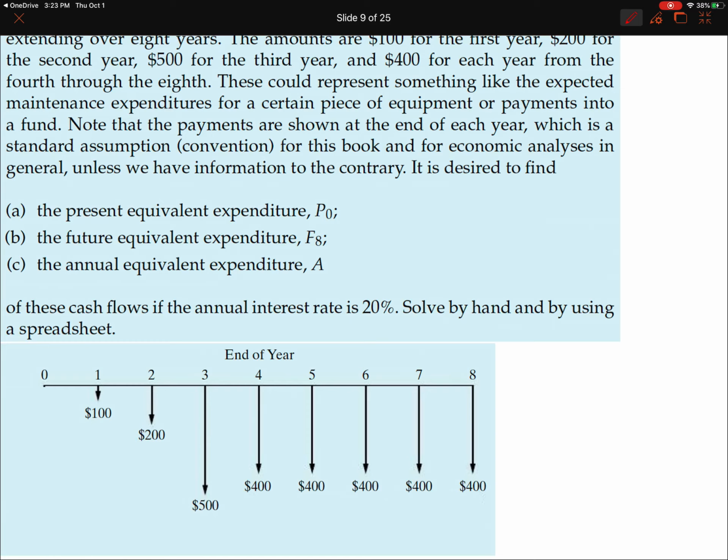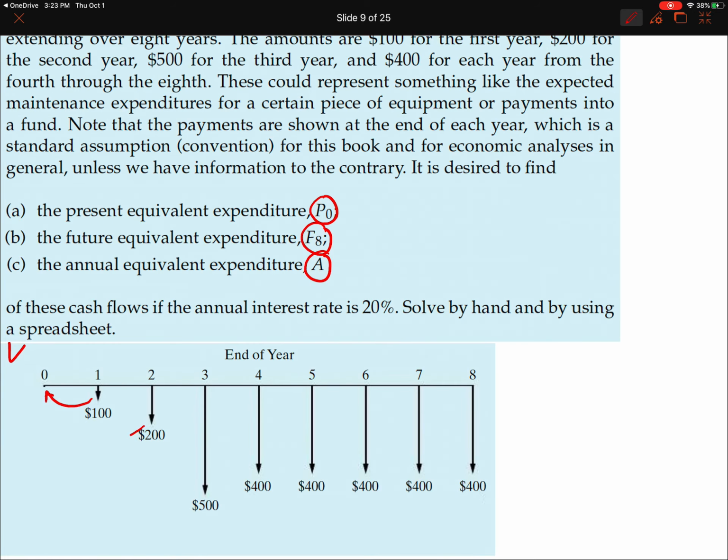All right, now let's take a look at the example from the textbook. This is even more complicated because you are not only converting everything to the present time, it also asks you to convert everything to a future time. And it also asks you to convert everything to a new annuity, an equivalent annuity. So you're going to do 3 different types of conversions.